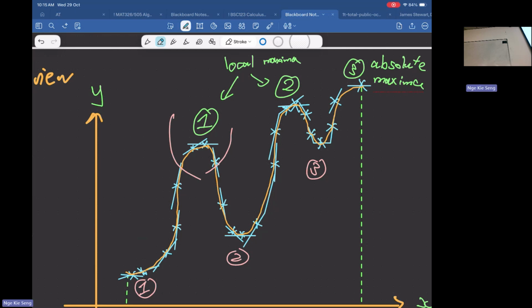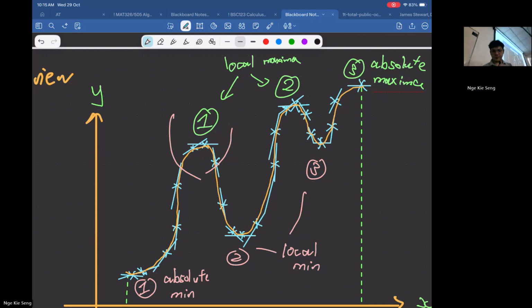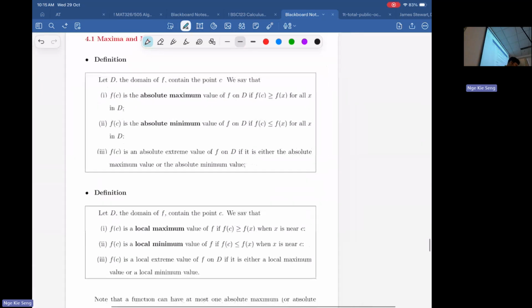Similarly, we have the idea of local and absolute in the minimum case. If you can see here, the first minimum will be the absolute minimum, and the others will be local. So far, so good. Local and absolute. Any questions? No? Okay, so let's go to the precise definition.